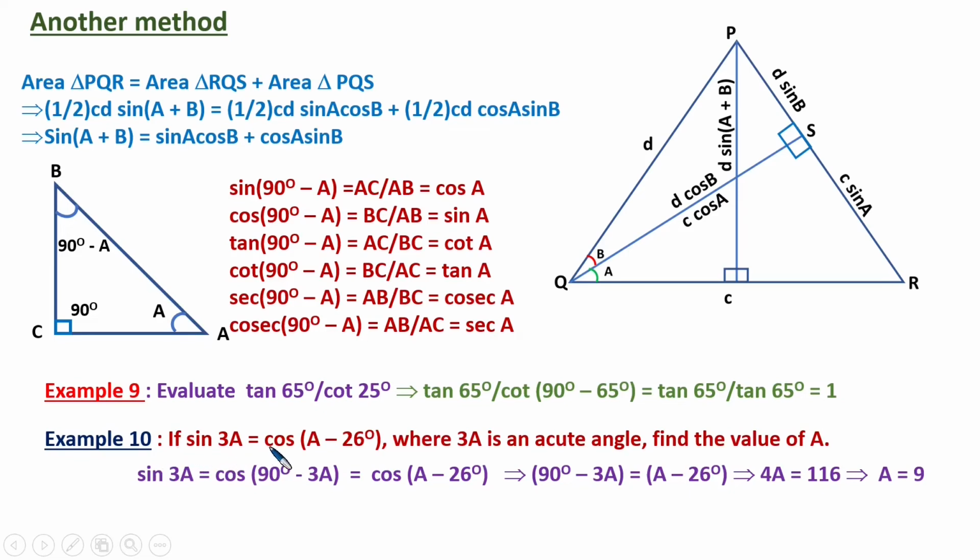If sine of 3A is equal to cos of A minus 26 degree, where 3A is an acute angle, find the value of A. We know that sine of A is cos of 90 minus A, so sine of 3A is cos of 90 minus 3A. And this is given as cos of A minus 26. So the angles A minus 26 degree and 90 degree minus 3A should be the same. Now I just cancel it. I get 4A equals 90 plus 26, which is 116 here, so A is equal to 29.